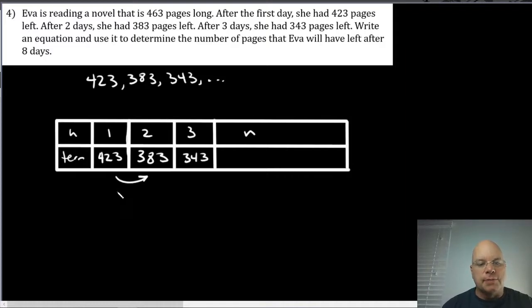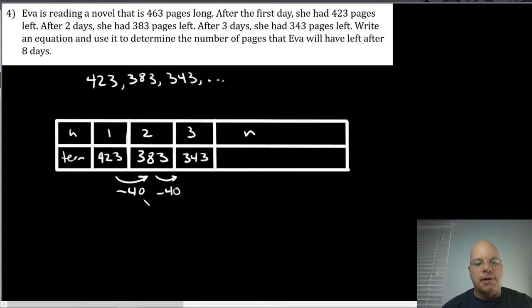This is definitely decreasing, but by how much? If you find the difference, you'll see that it's decreasing by 40 each time. 383 minus 40 is 343. But we didn't even really need to do that calculation if you think about it, because it seems that she's reading 40 pages every day, so the number of pages is decreasing by 40 each day.